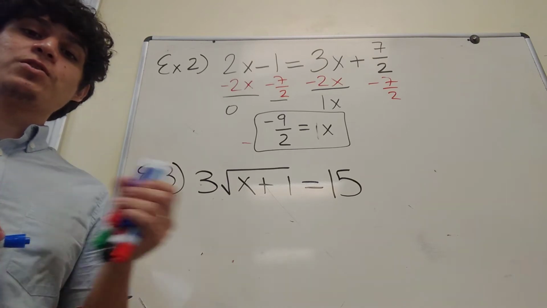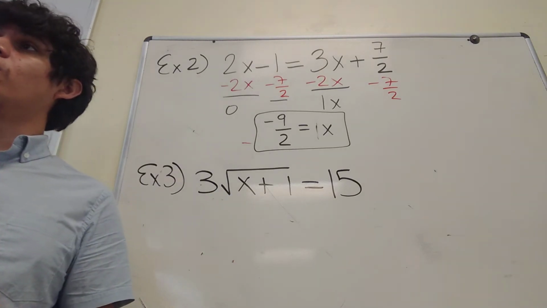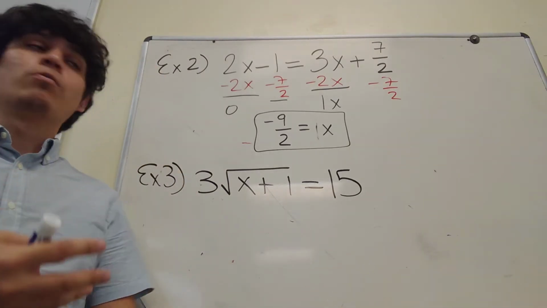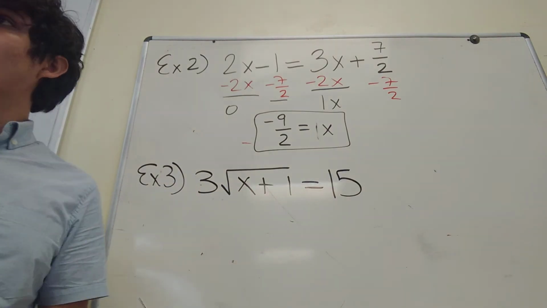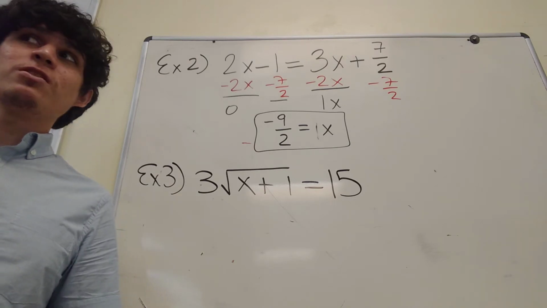Okay? 3 square root of x plus 1 is equal to 15. So the first thing you need to do is to move everything that's not an x over to one side, right? Problem is, though, I have a 3, I have a square root, and I have a 1. Which one do you get rid of first? The square root? I would not, no.